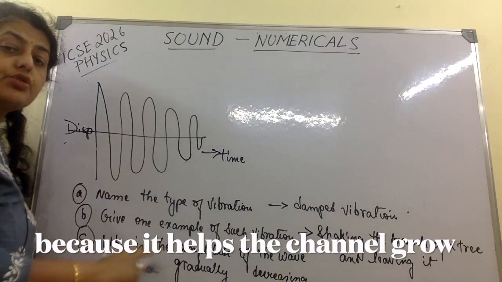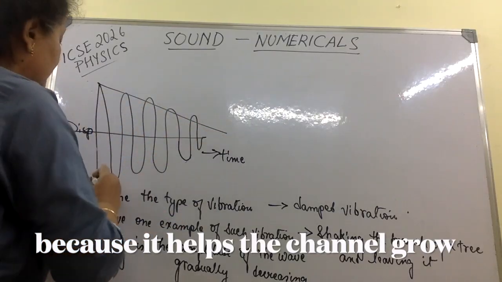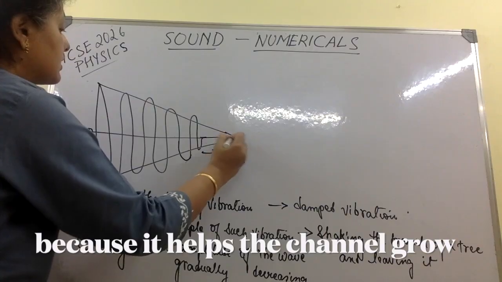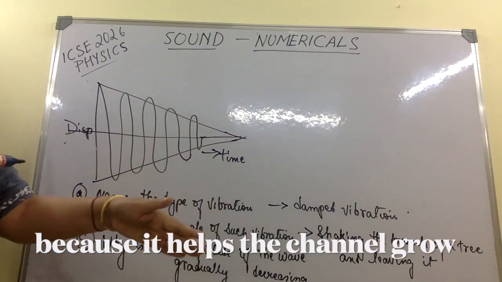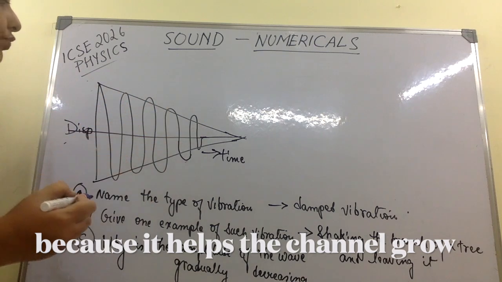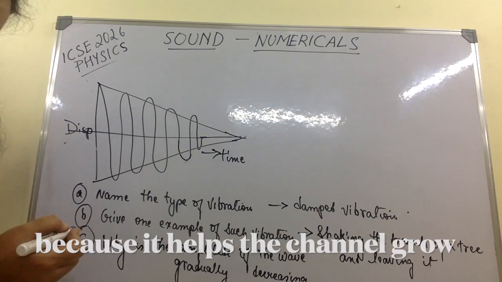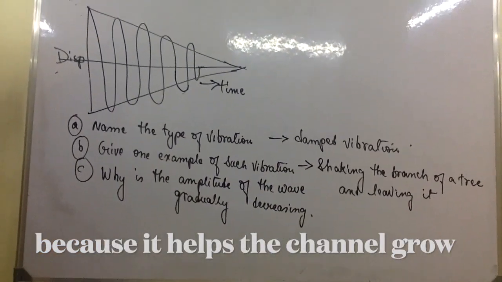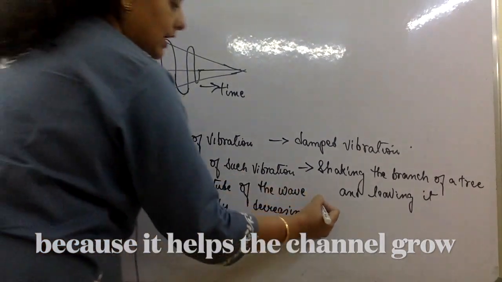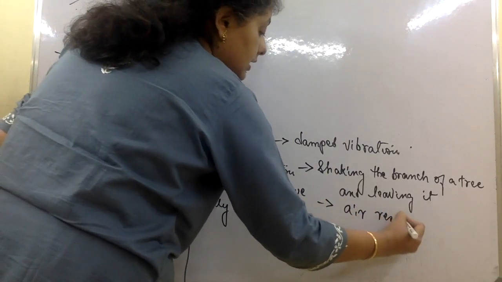Why is the amplitude of the wave gradually decreasing? Now here also you can see that the amplitude of the wave is gradually decreasing. That is why we say it is damping. Okay, the amplitude gradually goes down. Now why is the amplitude of the wave gradually decreasing? The amplitude of the wave is gradually decreasing because, why? Because of air resistance. Okay, air resistance.